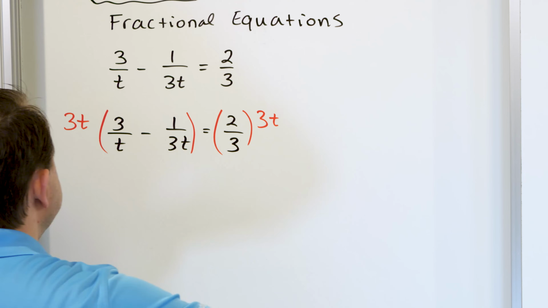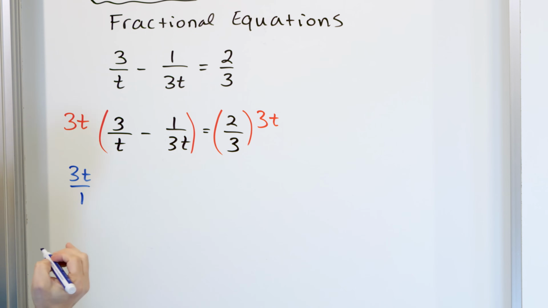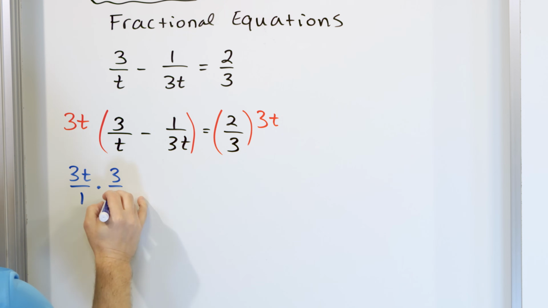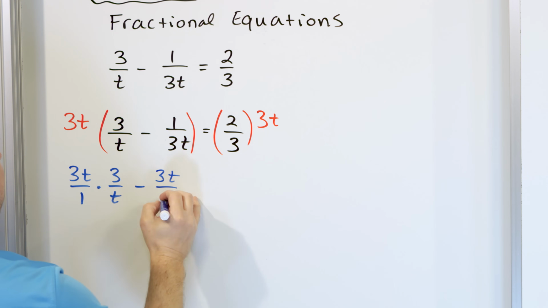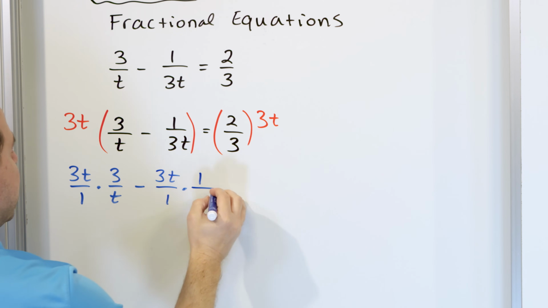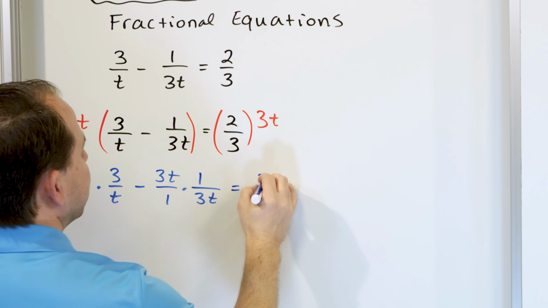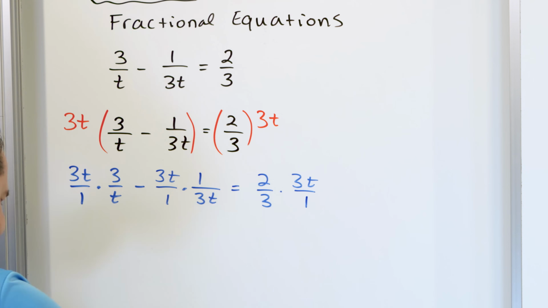What we have then, we're going to do exactly the same technique as before. 3t is written as 3t over 1, multiply, distributing it into the first fraction, 3 over t. Then we have the minus sign. 3t will be distributed in as 1 over 3t. So it's distributed into both terms. And then on the right-hand side, we'll have the 2/3 multiplied by the 3t over 1.